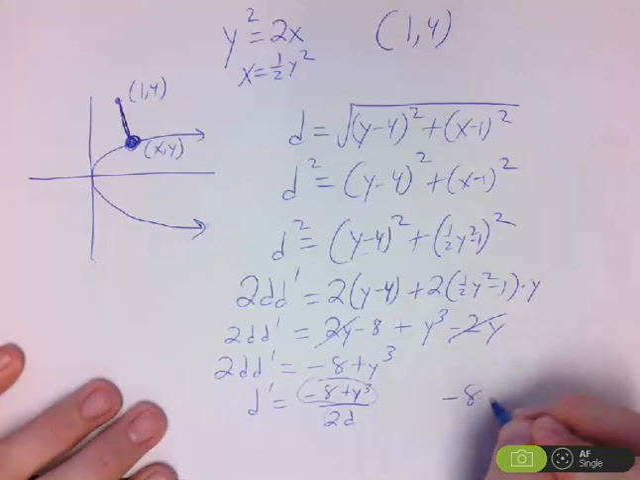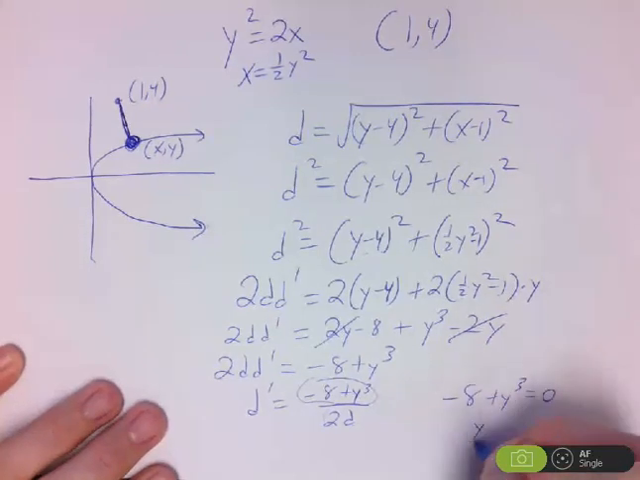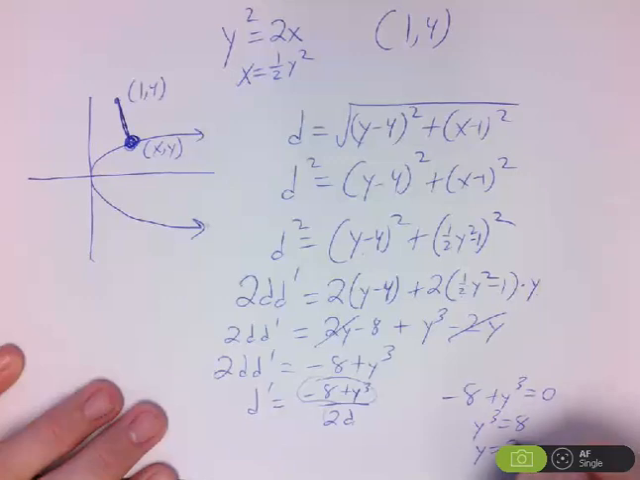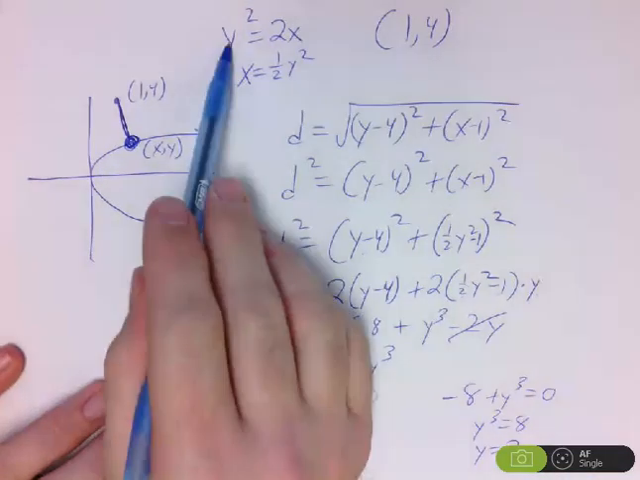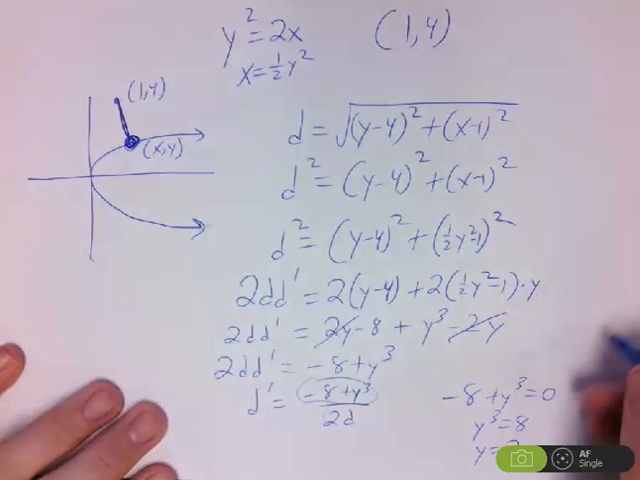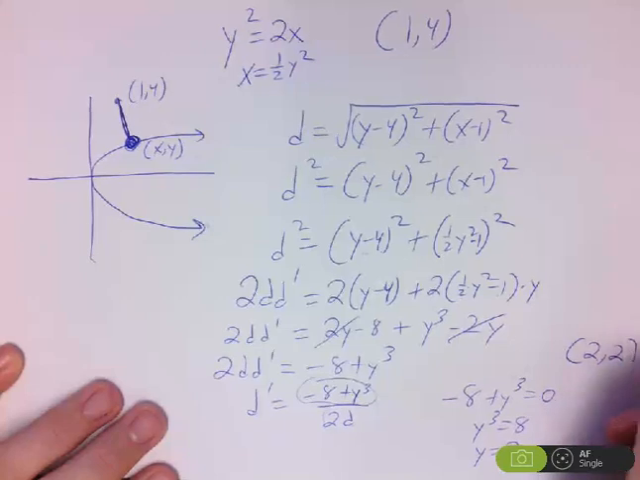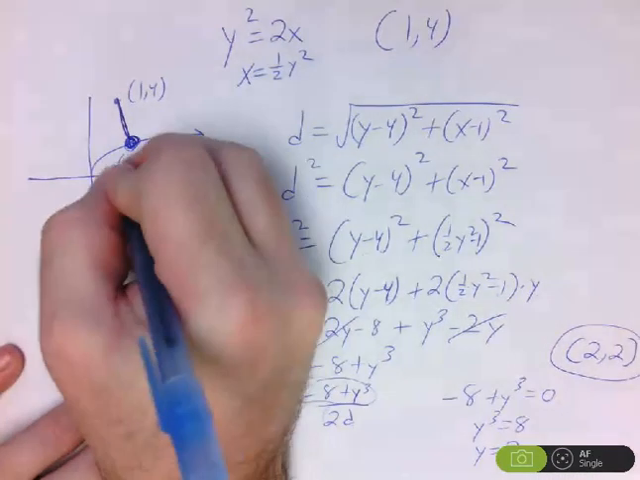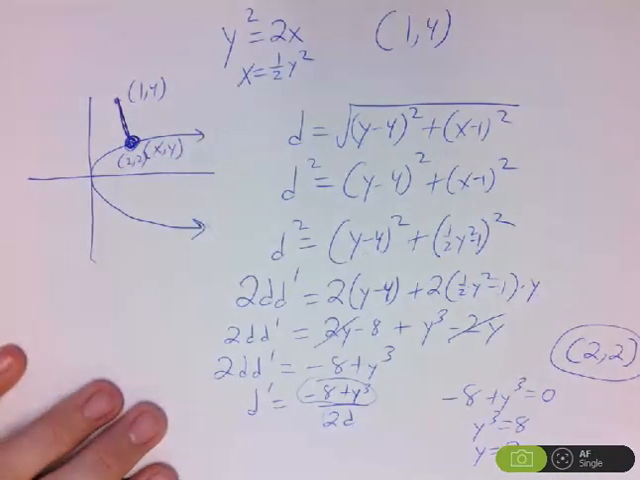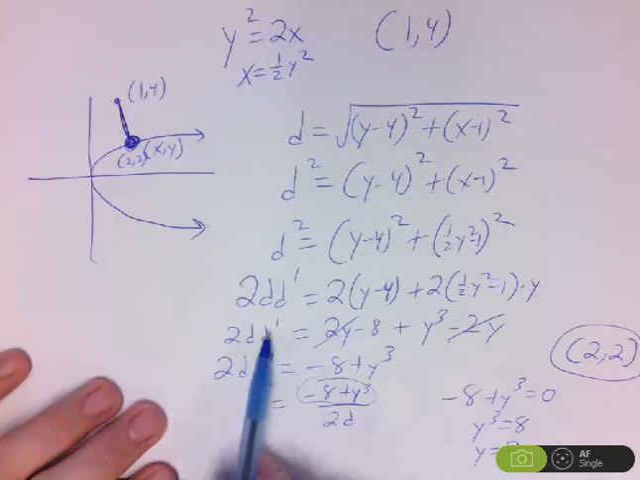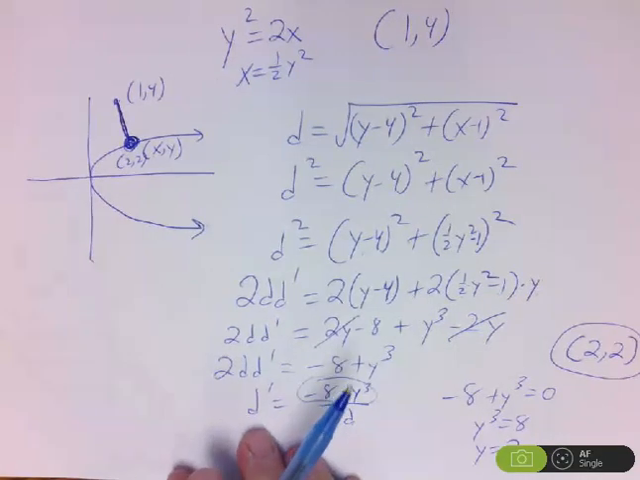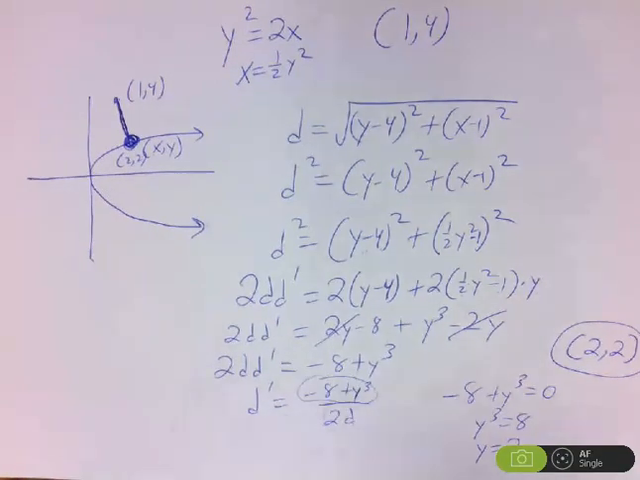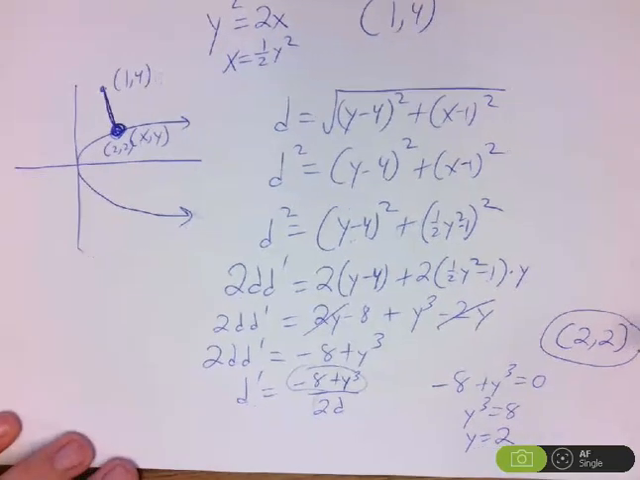So when is negative 8 plus y cubed equal to 0? Well, that's when y cubed equals 8, and that's when y equals 2. If y equals 2, then x equals 2. So the point in question must be (2, 2), and that gives me the minimum distance. You could do the number line with 2 and check the value, and you'll see that the slope goes from negative to positive, to get a minimum. But that's basically the end of that problem.